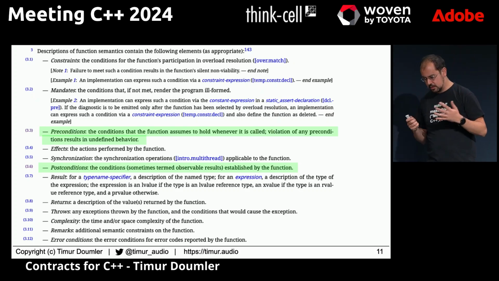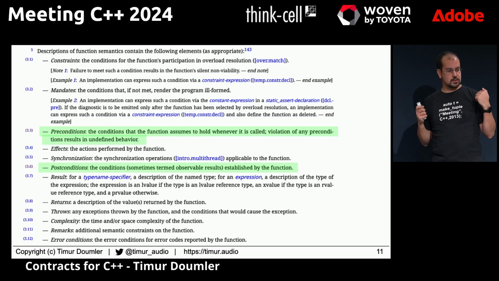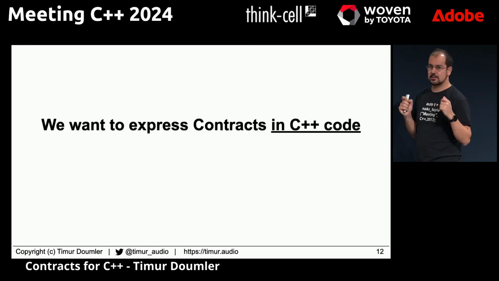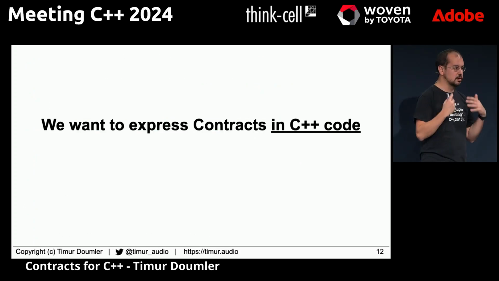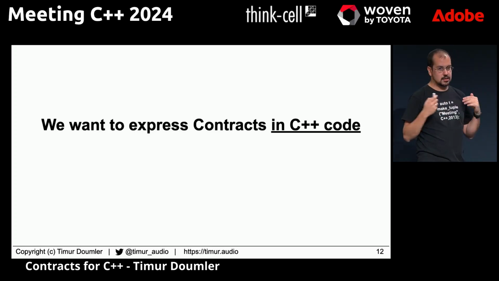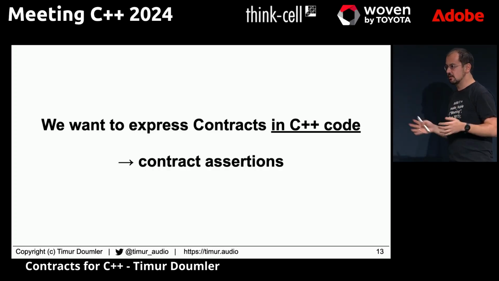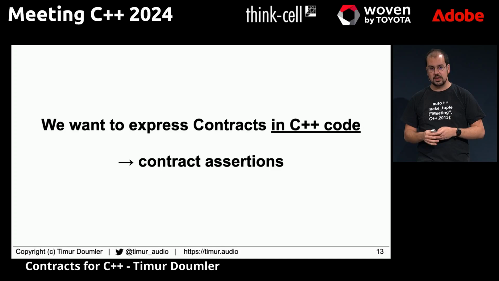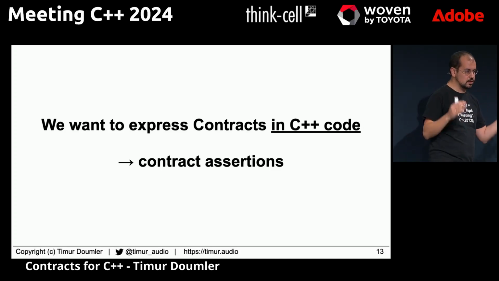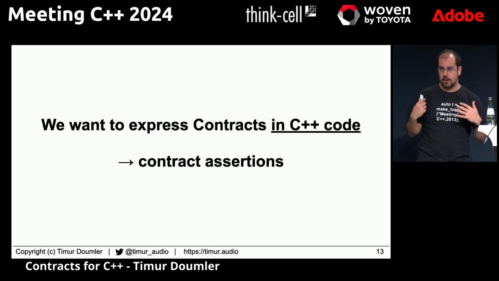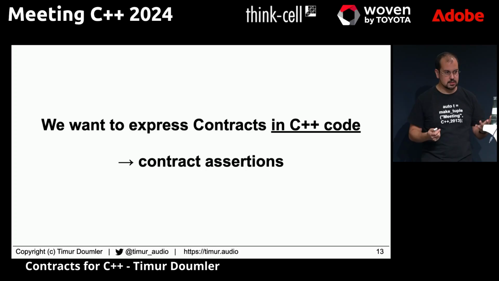Okay. So what we want to do here, that's the novel bit, is we want to express contracts in C++ code rather than just in plain language. And we call that contract assertions. So that concept had quite a few names in the past, but this is the one we settled with, contract assertions. So that is what we're proposing. That's what this proposal is about.